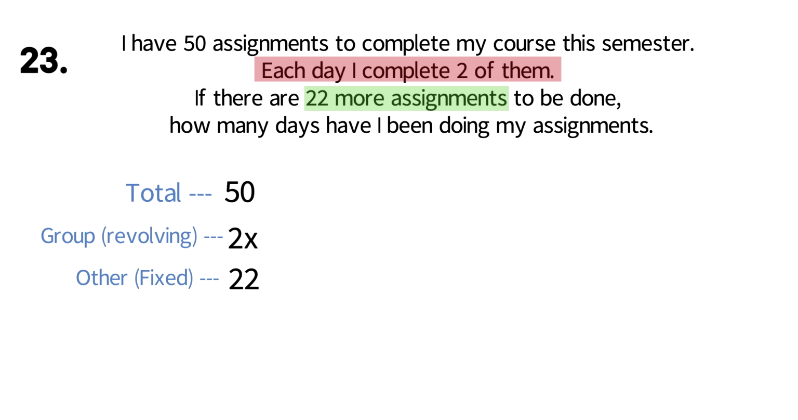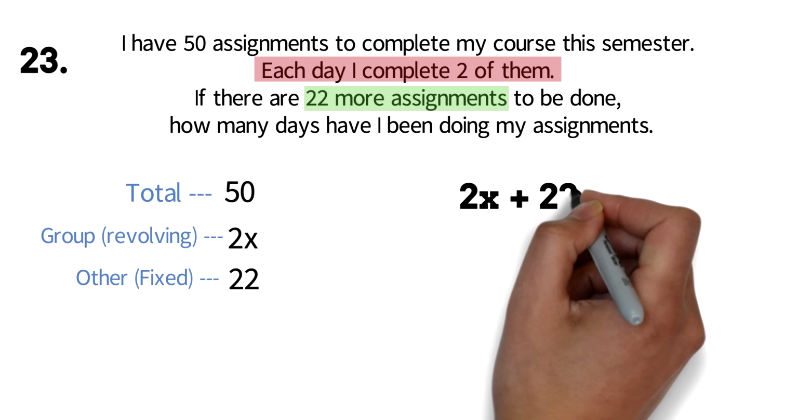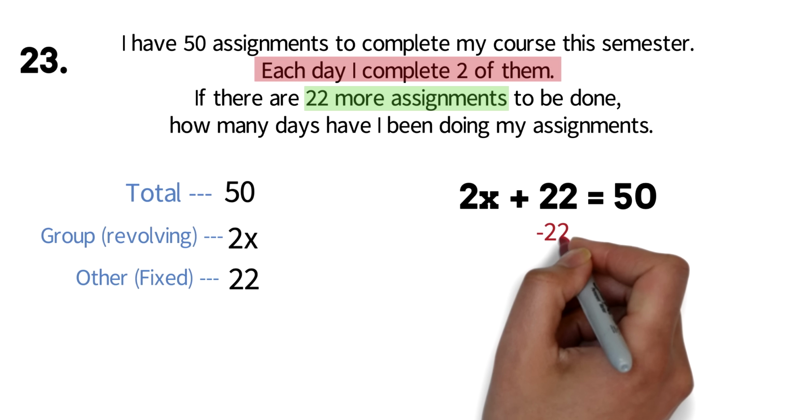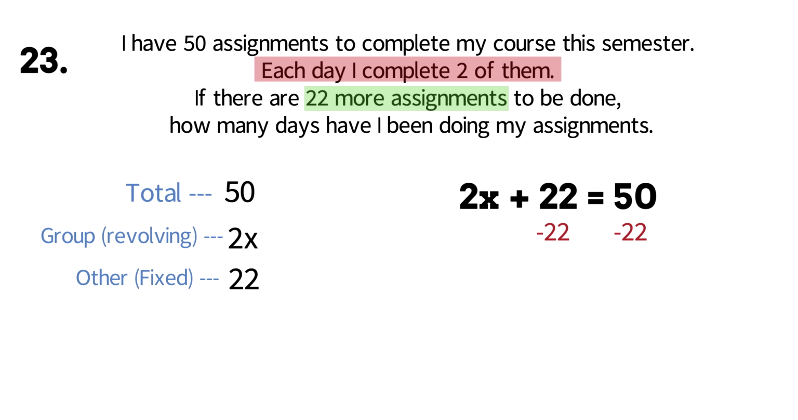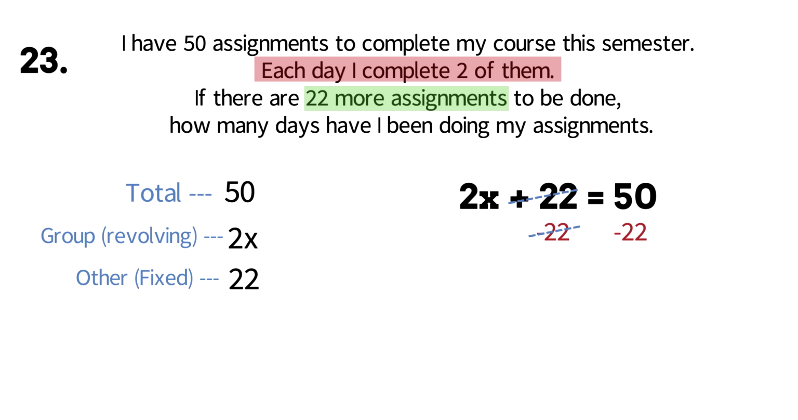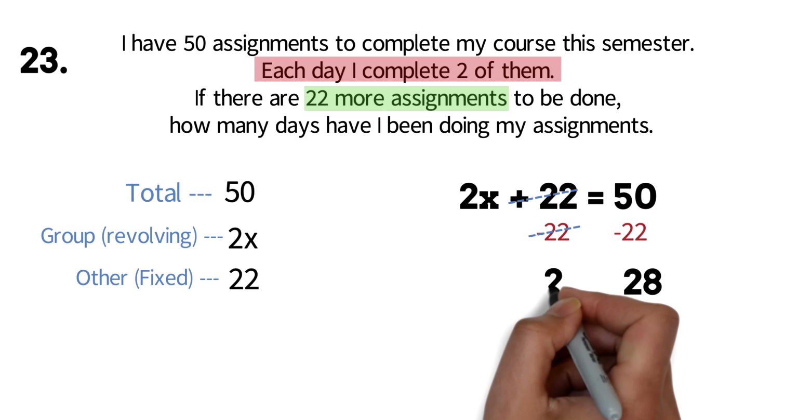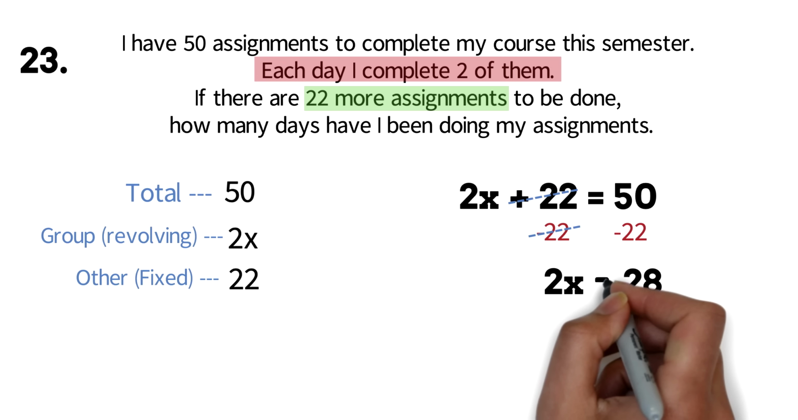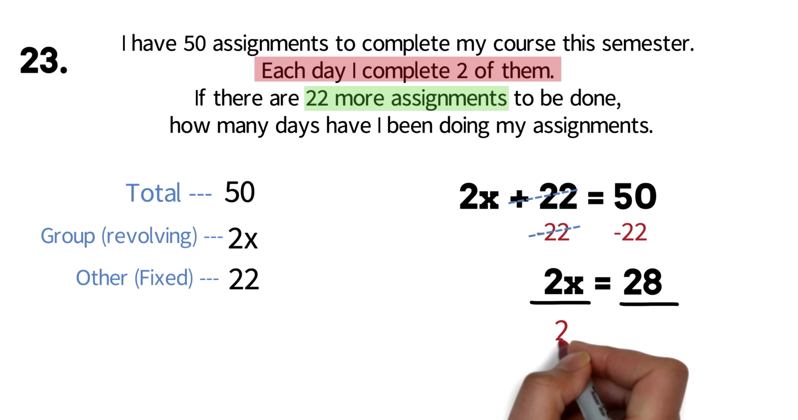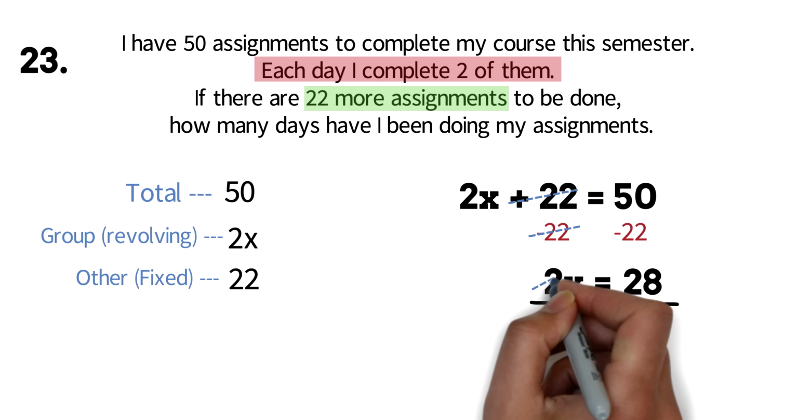We can write our two-step equation. We have 2x plus 22 equals 50. We subtract 22 from both sides. The 22 will cancel out. 50 minus 22 is 28. We have 2x equals 28. Next, we will divide both sides by 2. The 2 will cancel out.